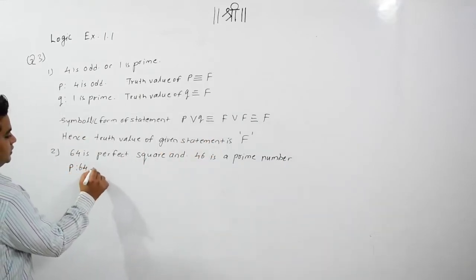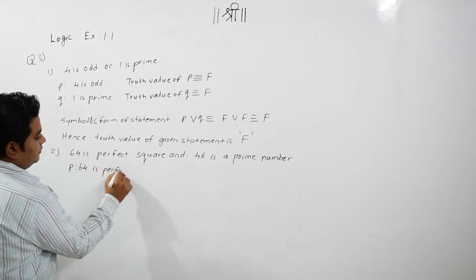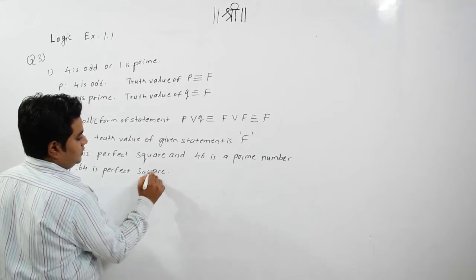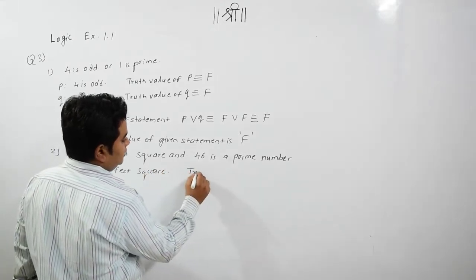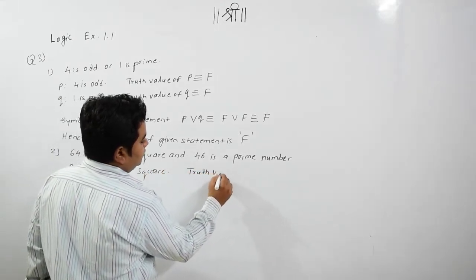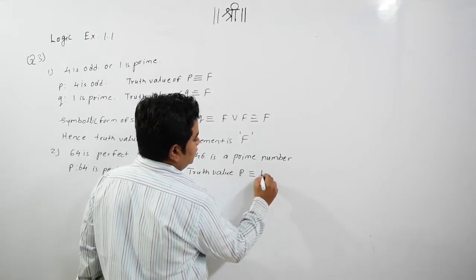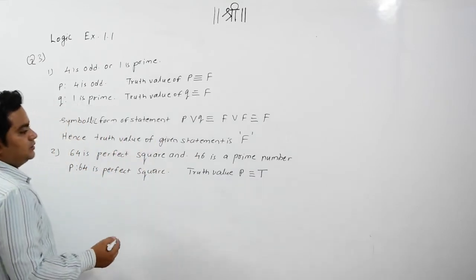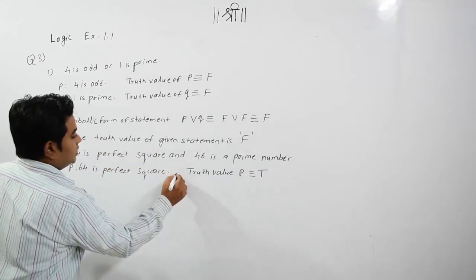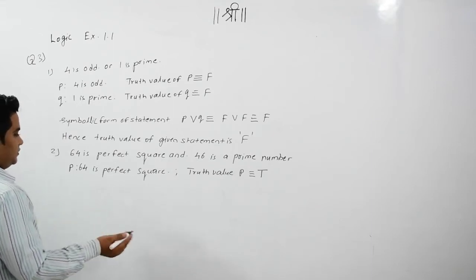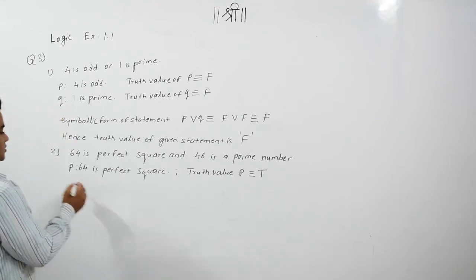P is 64 is a perfect square. Now what is this truth value? The truth value of P is equivalent to T. Common sense, we know that 64 is the perfect square of 8. So there is no question.